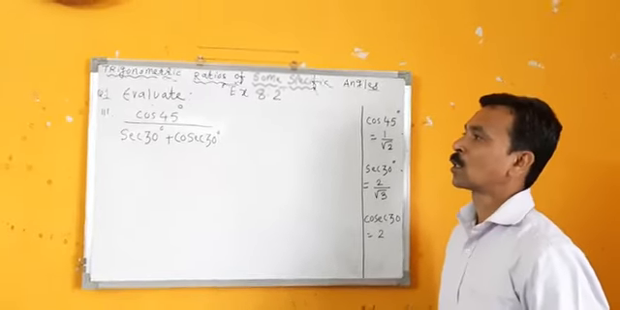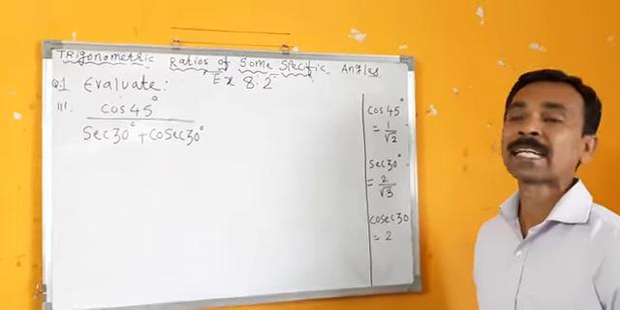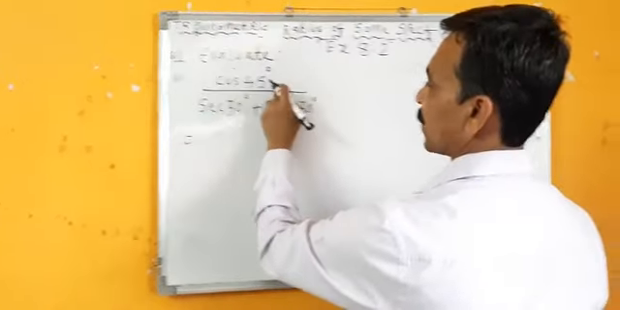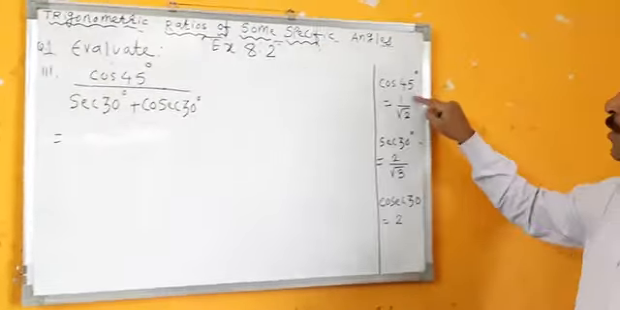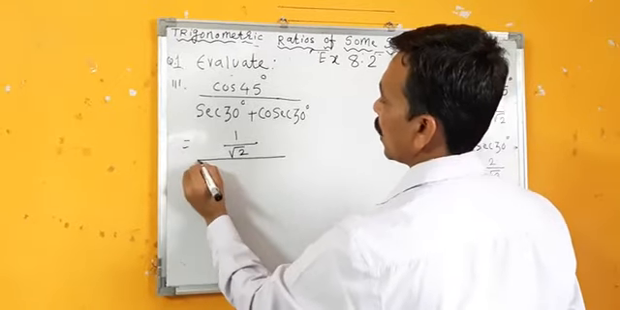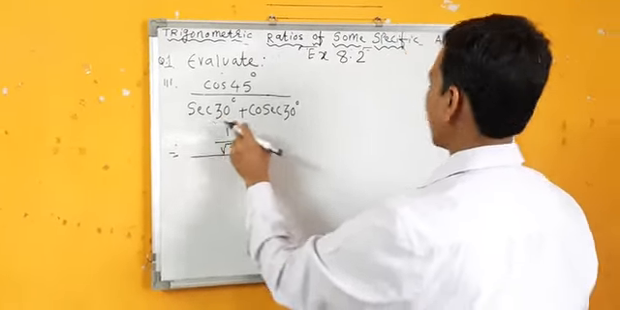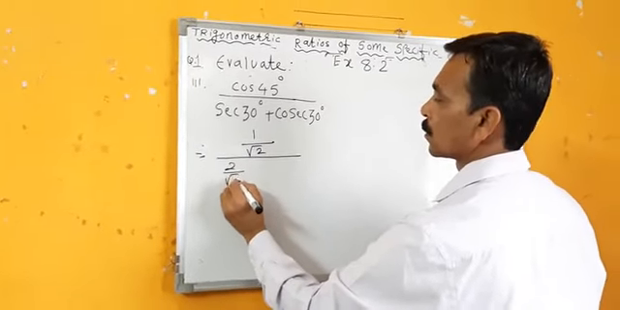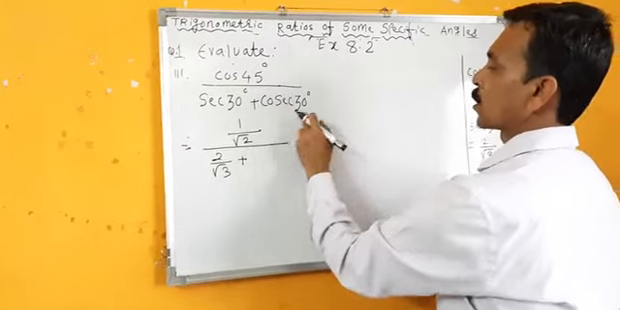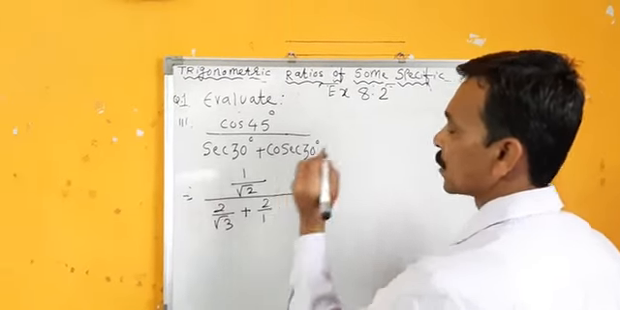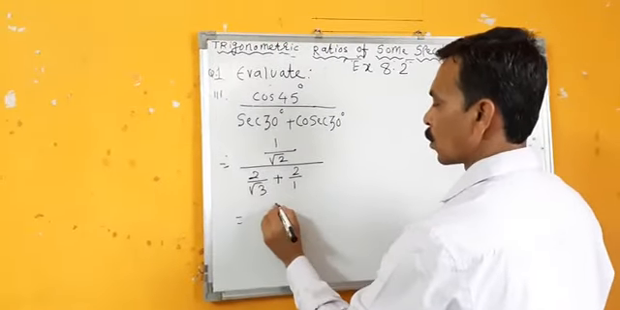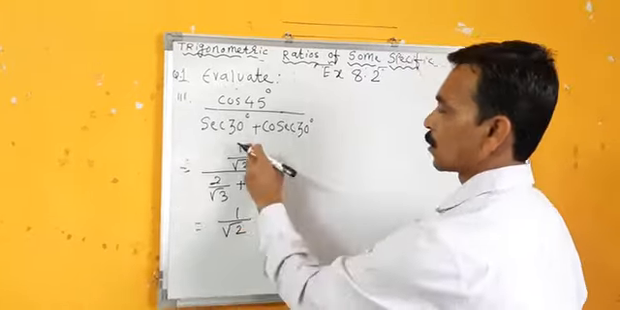Third sum, cos 45 upon sec 30 plus cosec 30. Place the values. Cos 45. What is the value of cos 45? 1 upon root 2. So I will write here 1 upon root 2 upon sec 30. What is sec 30? 2 by root 3. So I will write here 2 by root 3 plus what is cosec 30? 2. Cosec 30 is 2. 1 upon root 2 as it is.